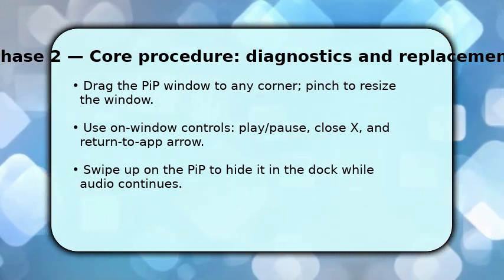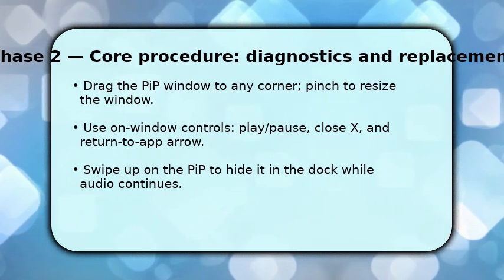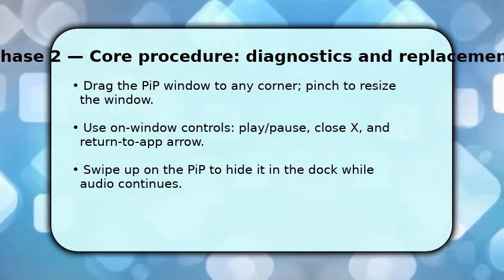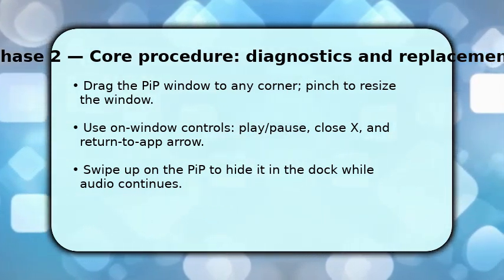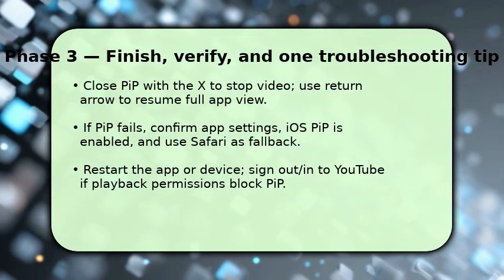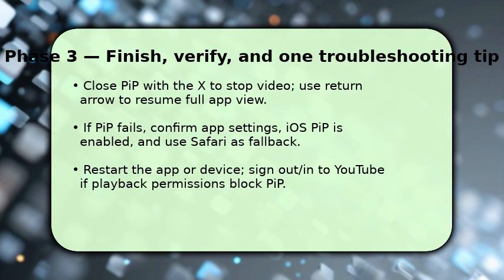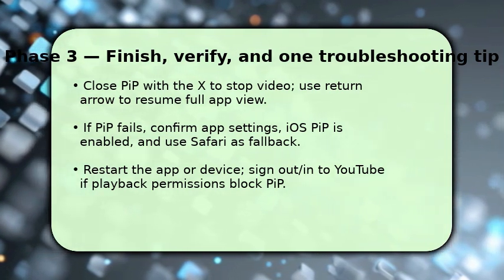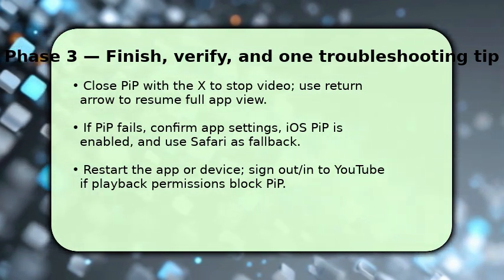If you want the screen cleared but keep audio playing, swipe the PiP into the screen edge so it hides in the dock. Audio stays on, and you can tap to restore the window. To finish, tap the X on the PiP to close the video, or use the return arrow to resume full-screen playback in the YouTube app.